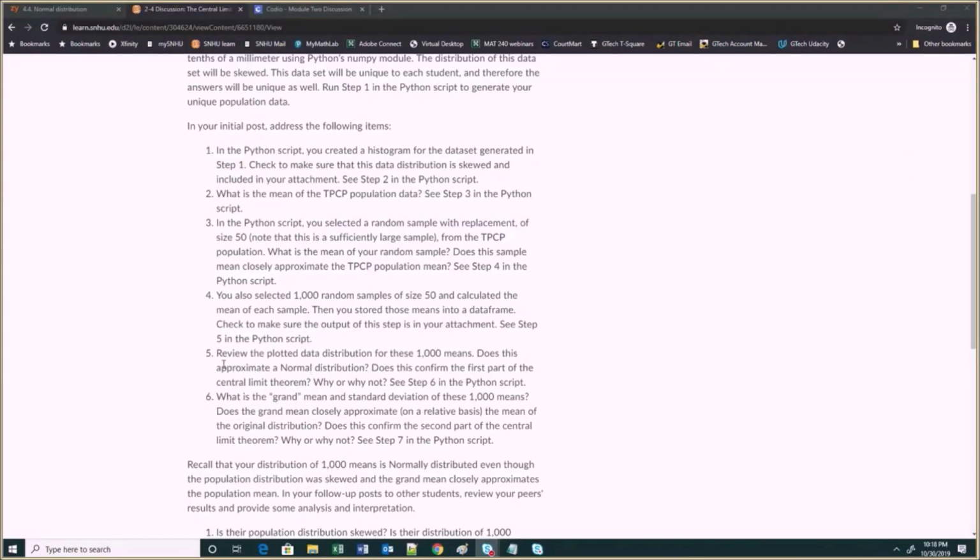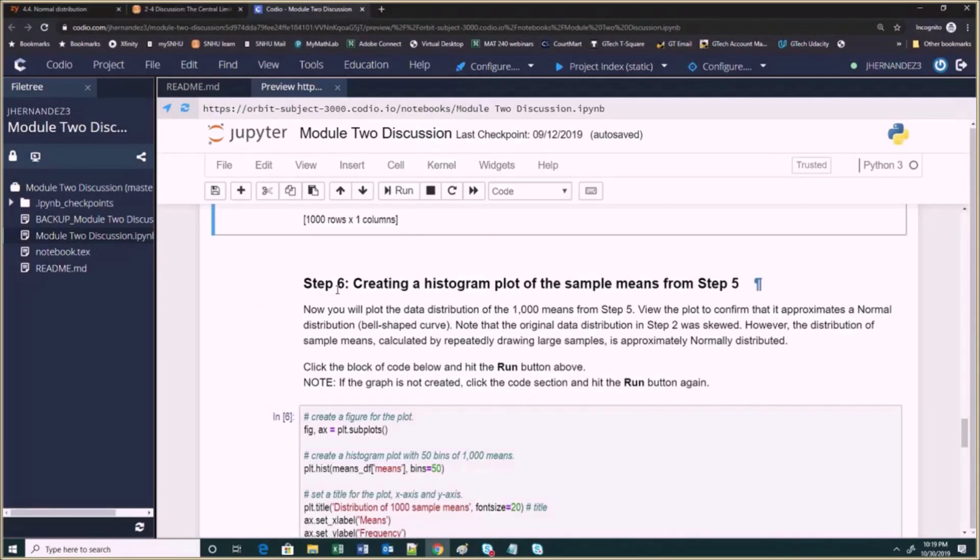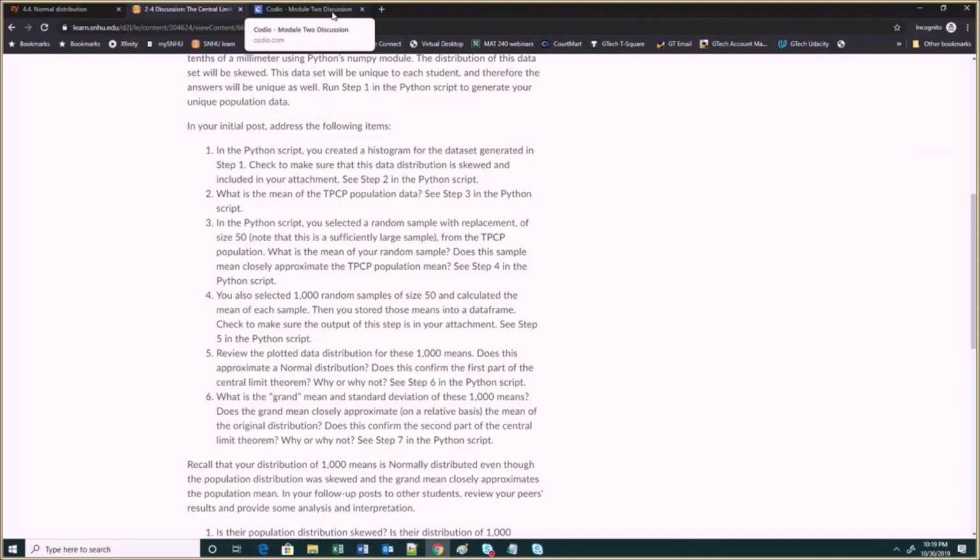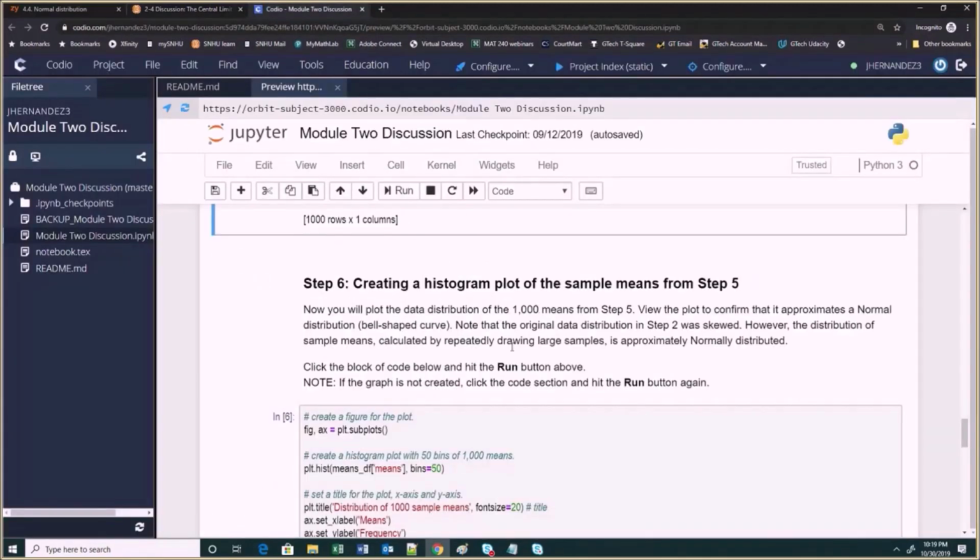Now let's go to the next question. We just generated 1,000 random samples and saved the sample mean for each of them, so we have 1,000 sample means. The next question says, review the plotted data distribution for these 1,000 sample means. Does this approximate a normal distribution? So we will go to the next step, step 6. By the way, it references the step here. In this step, we will generate a histogram of the 1,000 sample means that we just generated.